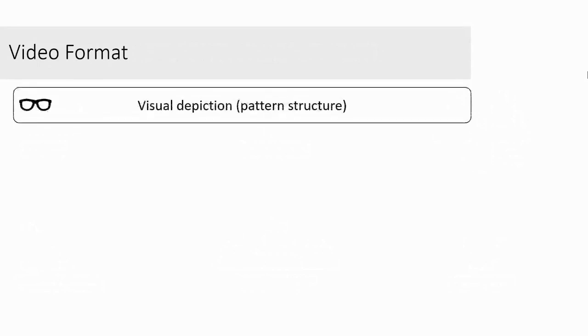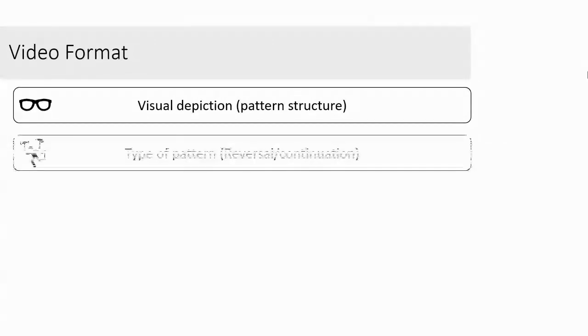Now let's discuss what will be the video format for the next 6 videos. The first will be visual depiction. That is, we will see how a particular pattern looks. Here there will be a line chart and a normal candlestick chart so that you get an idea how the pattern looks. The second part will be the type of pattern, whether it is a reversal or a continuation pattern.